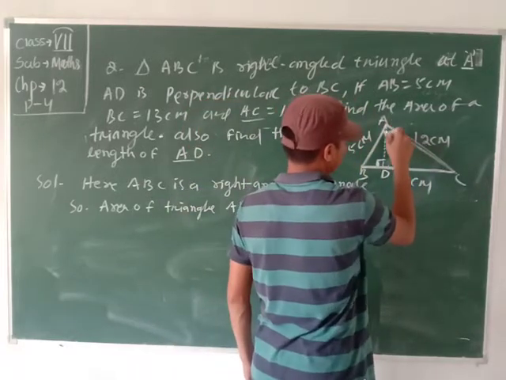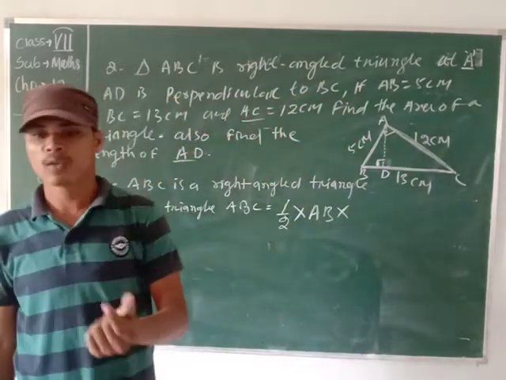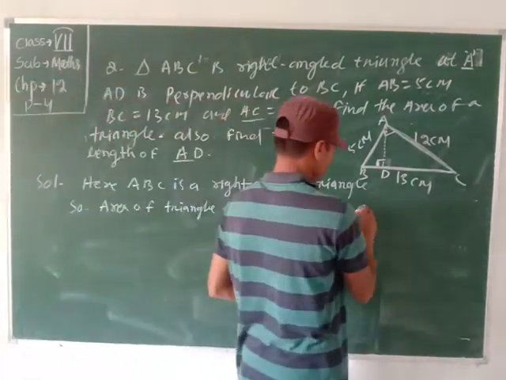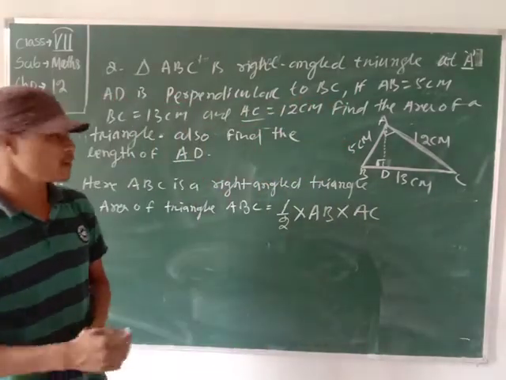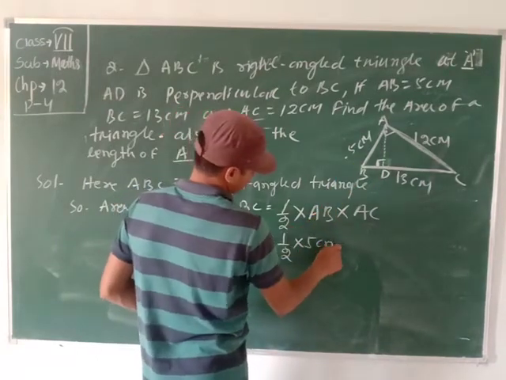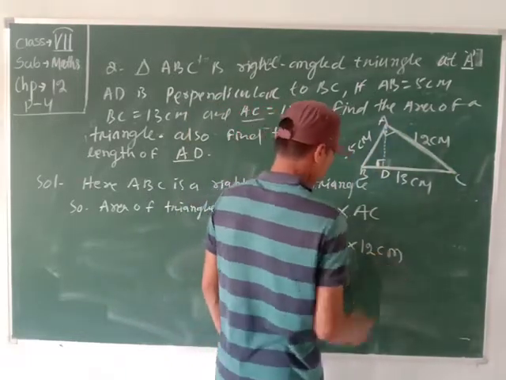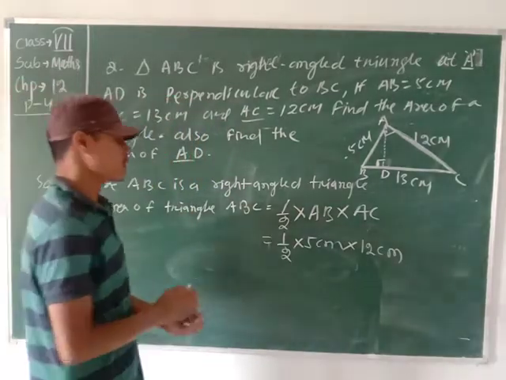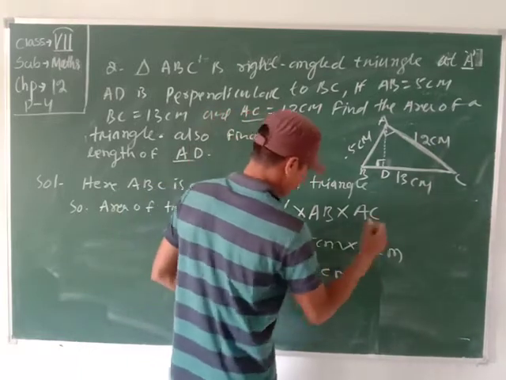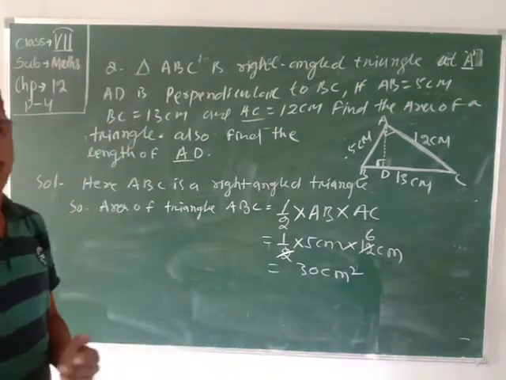From the 90 degree angle, ABC is a right angle triangle. That means multiply 1/2 into AB into AC. Here the measures of AB and AC are given. What are AB and AC? AB equals 5 centimeter and AC equals 12 centimeter. Then 2 sixes are 12, so the answer is 30 centimeter square. So the area of the right angle triangle is 30 centimeter square.